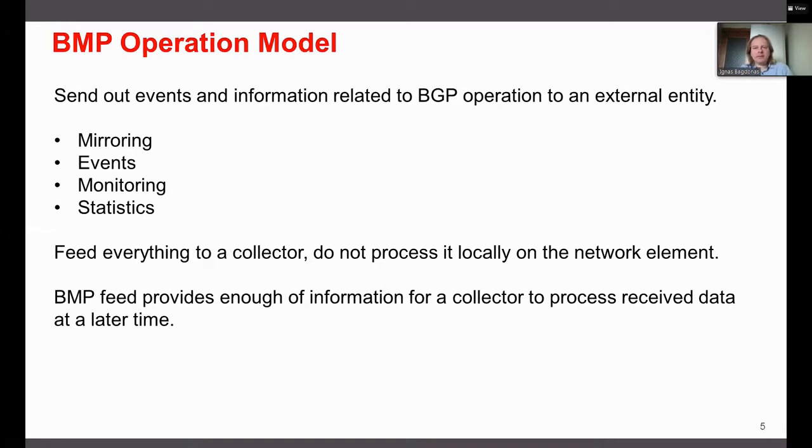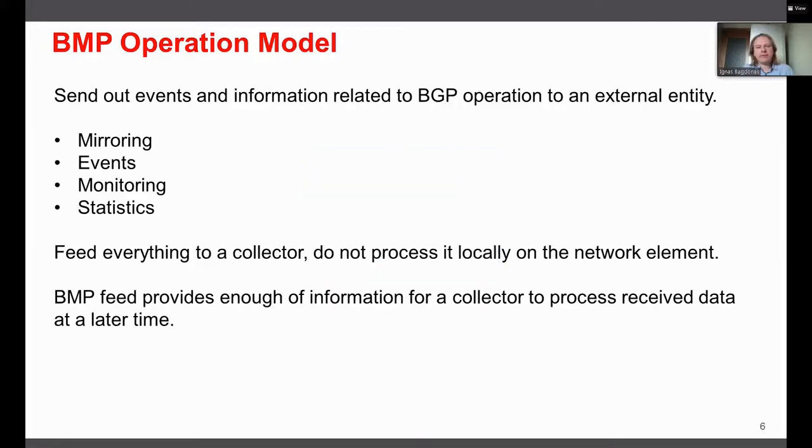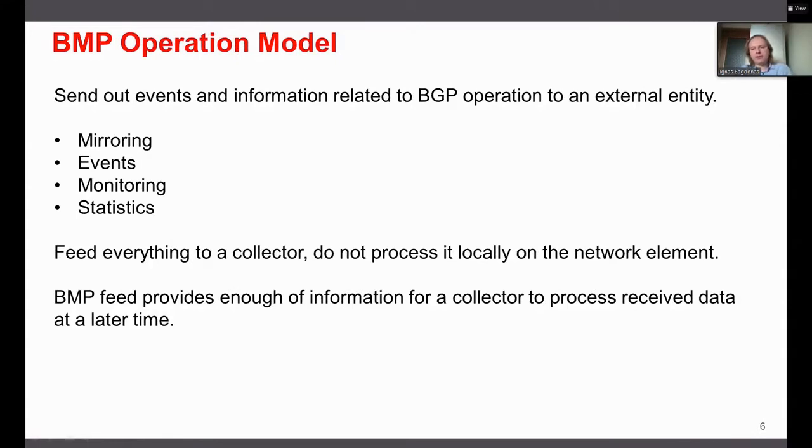The way that works is, basically, whatever is happening on the BGP component is categorized in several large groups of information events and sent out to the collector. The overall approach is send whatever you can. Don't think locally on a box. Now, all of the intelligence is not on a network element, but on a collector. Don't be worried that you will overflow the collector. The collector is smart and capable enough and has much more resources than the router, which can be used for trying to decode what is being sent there.